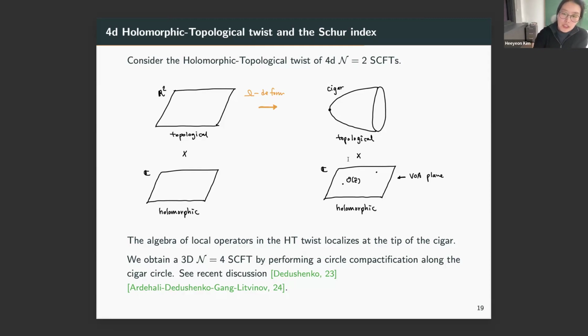The resulting picture is that you have a 3D theory on a half space, for example, with two boundaries, one at the tip of the cigar and the other at the infinite boundary. And then the remaining direction is the C, which is a holomorphic direction. This construction has also been discussed recently in these nice papers.